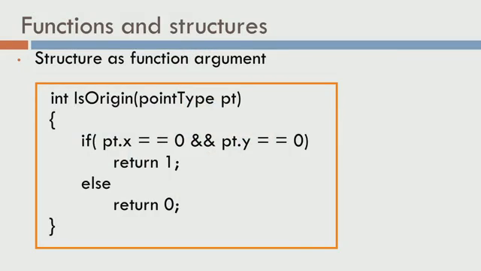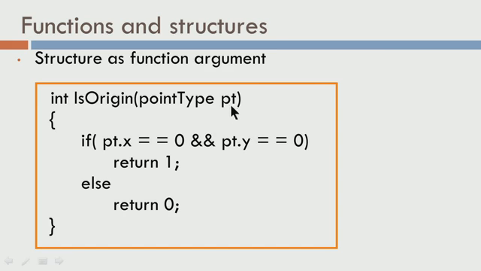So let us say I want to write a small function which is trying to find out if a point that is passed on to it is the origin. So origin is the point 0 comma 0. I want to find out if the point that is passed on to it is actually the origin. So the function is called isOrigin, and instead of passing two integers, I am going to pass the data type called point type, and the local variable name or the formal name is called pt. We have talked about formal names and so on earlier.